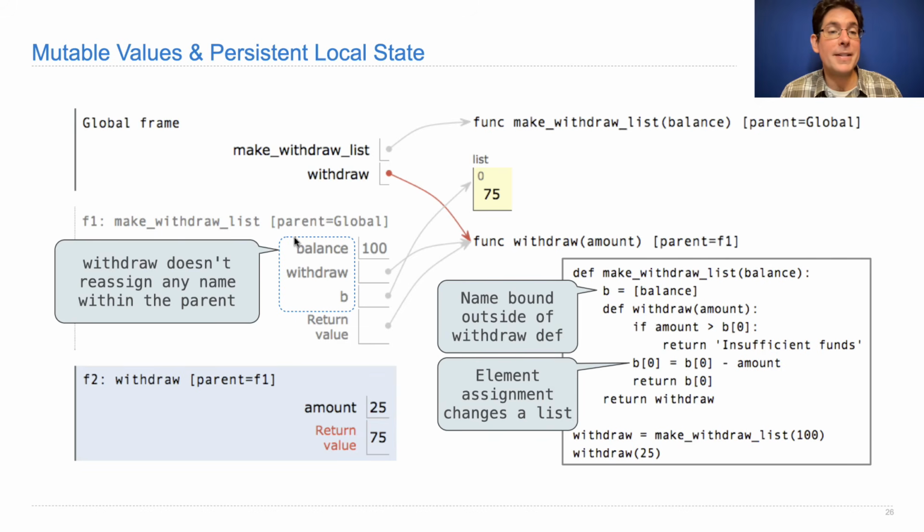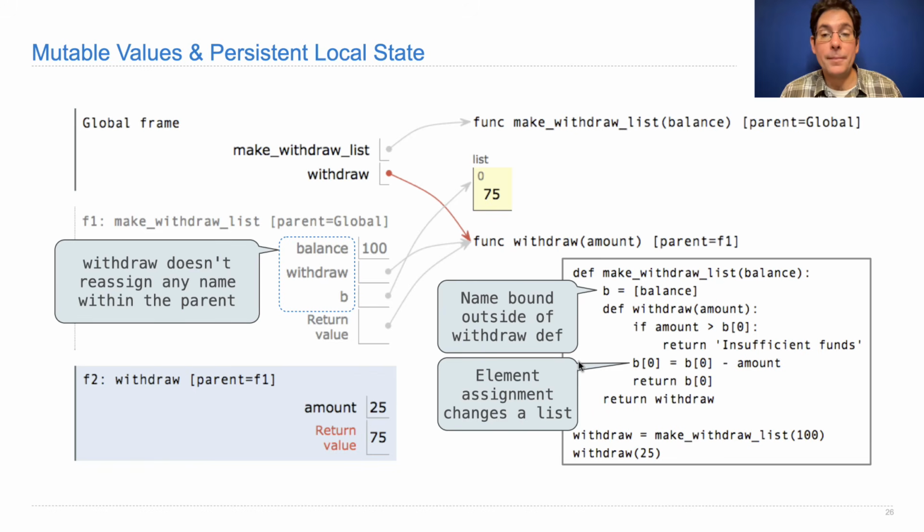Withdraw doesn't reassign any of the names within the parent, because that's actually not how assignment works. Assignment statements, like b equals, always assign in the local frame. That's actually not strictly true. In Python, there are ways to assign to non-local or global frames using statements called nonlocal and global statements. You can read about them if you want, but we're not using any of those here.